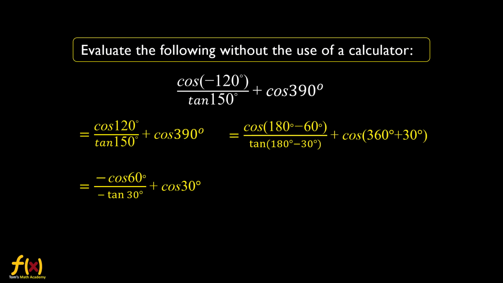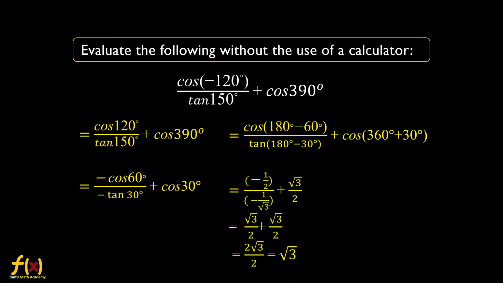Now we have cos 60, tan 30. Look at the numbers, they are all special angles. Then we go to the table and we substitute, or we use the numbers there. Minus half divided by minus tan 30, which is 1 over root 3, plus cos 30, which is root 3 over 2. Simplify. When you divide by a fraction, you multiply by the reciprocal. So we get root 3 over 2 plus root 3 over 2, which gives us 2 root 3 over 2, and the final answer is root 3.